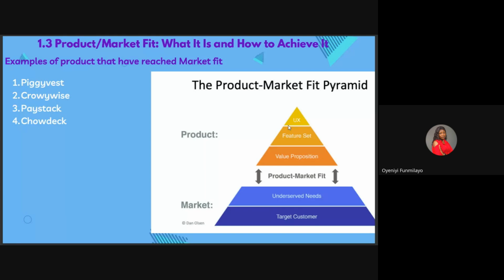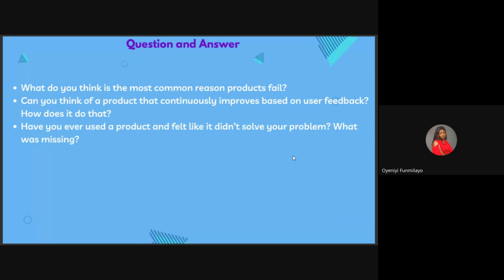So from the user experience, of course, your product should have a good user experience. The feature should give value to your users. And then the value proposition, learn how to communicate your value proposition to your users. If you're able to do these 3 things as a product, then it goes down to the market. That's product market fit now, because you are meeting users' needs and you are targeting the right users.